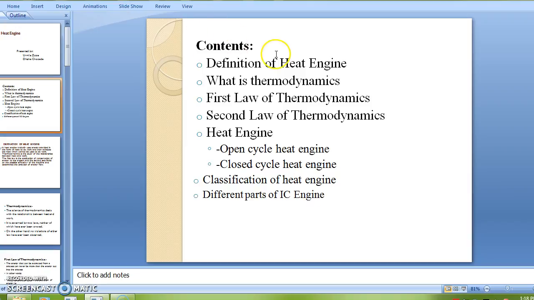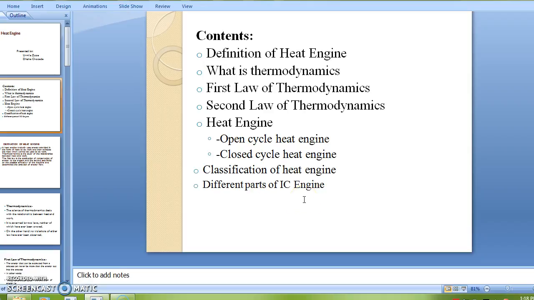Content of the heat engine. Definition of heat engine. What is thermodynamics? First law of thermodynamics, second law of thermodynamics. And in this heat engine, again we will see open cycle heat engine, closed cycle heat engine. Classification of heat engine, different parts of IC engines.